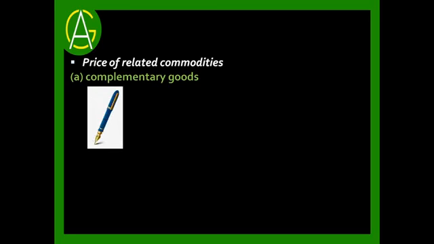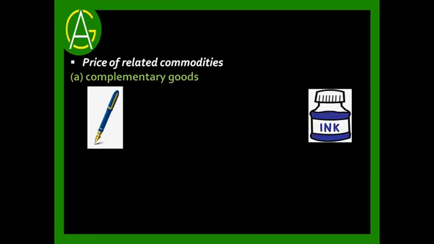Say for example, this is an ink pen, and in order to use this ink pen you need ink. So the ink pen and ink are the products which are used together. Without this ink, this pen is useless, or without this pen, this ink is useless. So the goods are used together. When the goods are used together, they are considered as complementary goods. Now when price of ink pen will increase, the demand of ink will decrease.